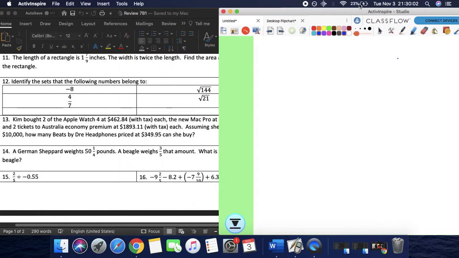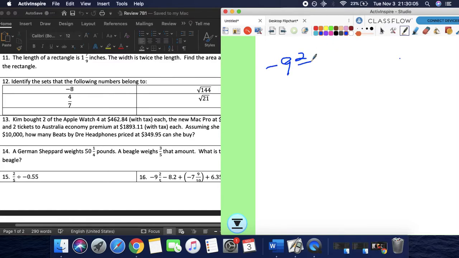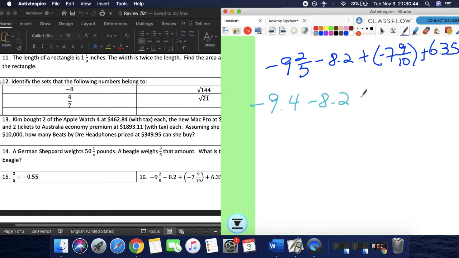I hope. Negative 9 2/5 minus 8.2 plus negative 9 over 10 plus 6.35. Now all these fractions are nice fractions because I can change them to really nice decimals, and I much rather deal with decimals in this case. So this becomes negative 9.4 minus 8.2 plus negative 7.9 plus 6.35.